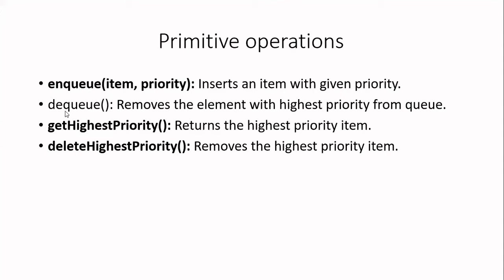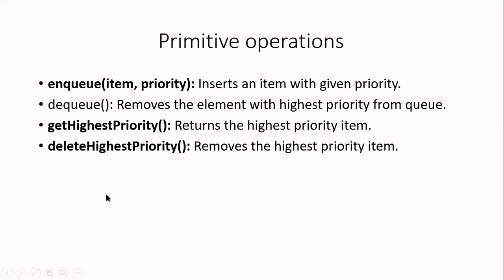Now, the second function is dequeue. Dequeue is going to remove the element with the highest priority from the queue. After removing that element, the next highest priority element will be taken for removal next. And we have two more functions, get highest priority and delete highest priority. This get highest priority function will return the item whose priority is highest. It will not return the priority of the item. Instead, it will return the item itself. And delete highest priority will remove the item with highest priority from the queue. Actually, it is the same as dequeue only.